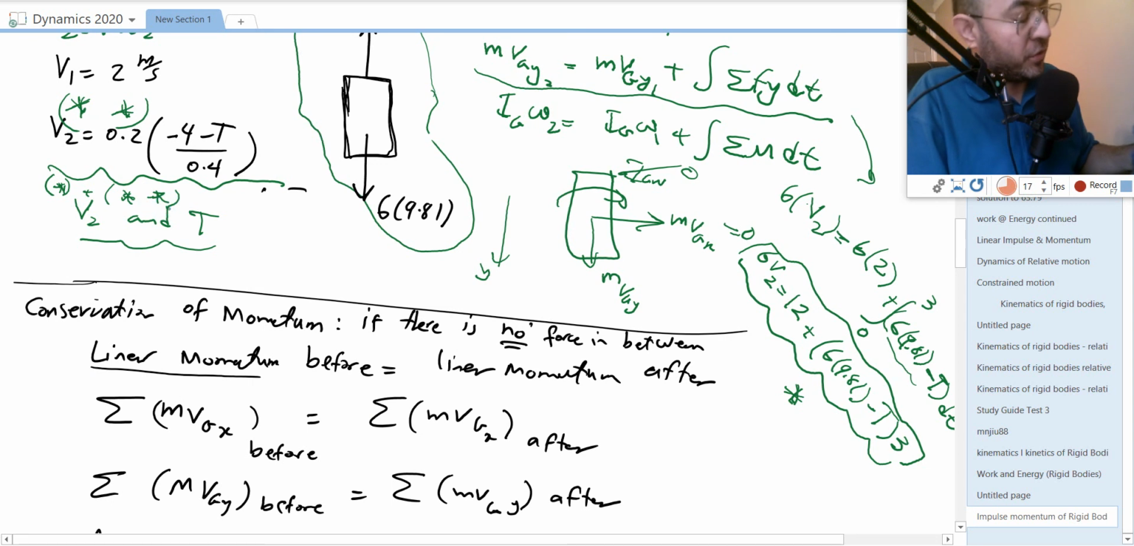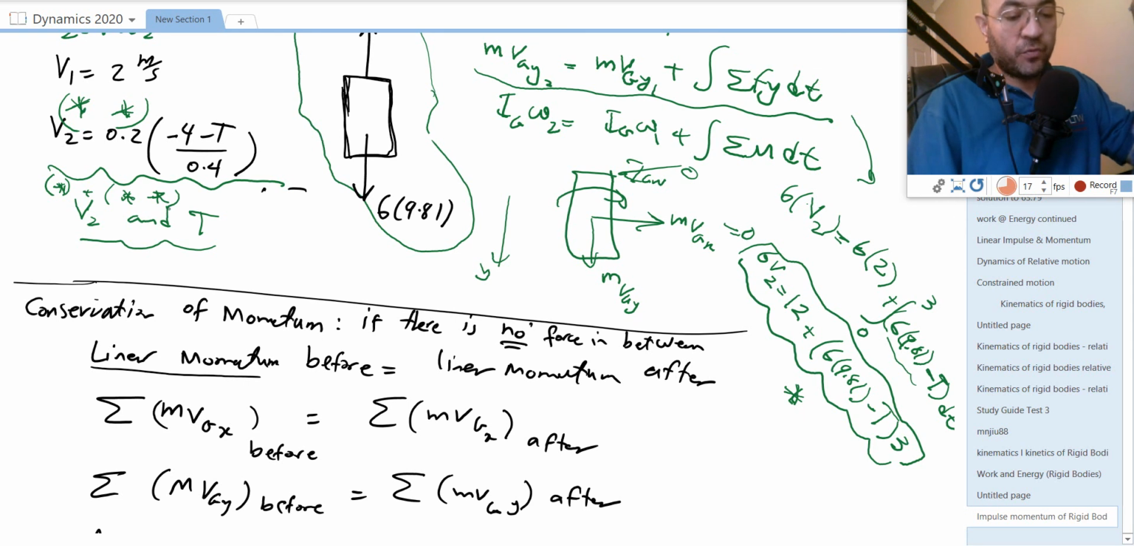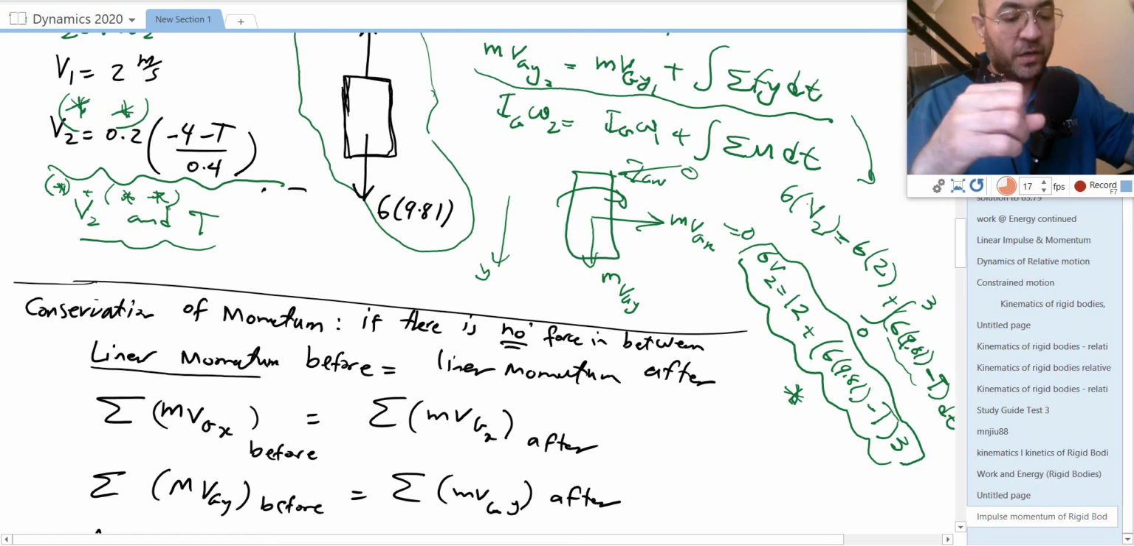You have 2 equations and 2 unknowns, and you can simply solve it. So in the next lecture, I'm going to talk about conservation of momentum. If there is no force in between, for instance, we use this a lot for impact, when 2 objects hit each other and then they actually move away.